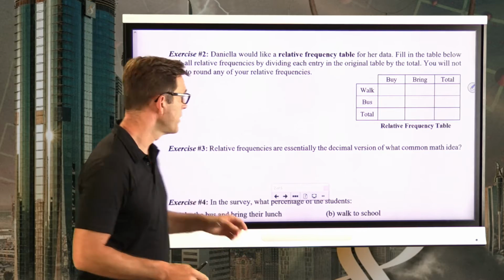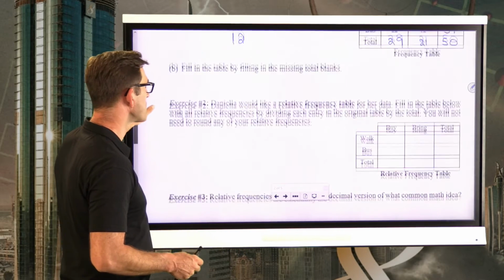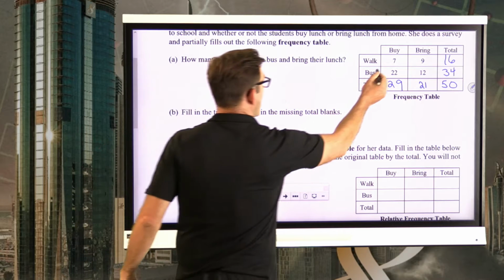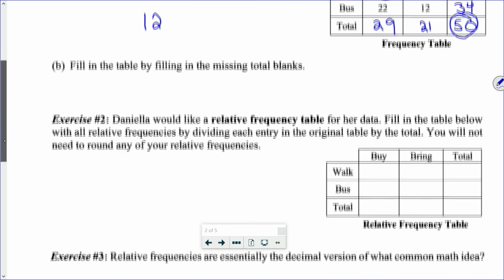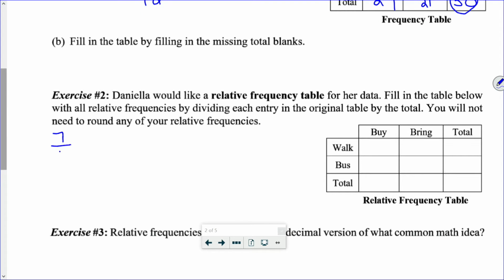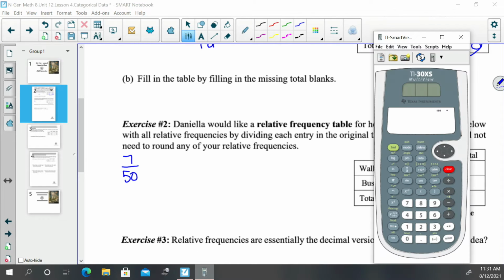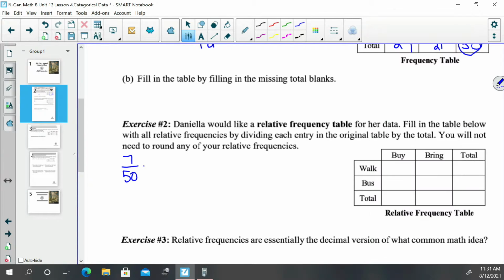Okay, and here's how we do it. If I go back up to the original table, what I see is that there's 7 right here. So what I'm going to do is take each one of these numbers and divide them by the number 50. Literally every number I'm going to divide by the number 50. So for instance, I can take 7 and divide it by 50. And if I need to use my calculator on this, I certainly should feel comfortable with it. I'll just do 7 divided by 50. It's easy enough to convert that to a decimal without your calculator, but I have 0.14.